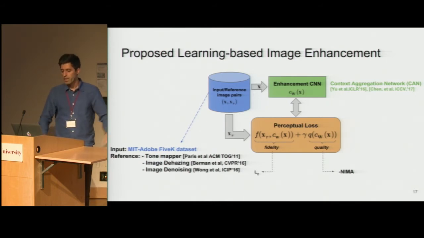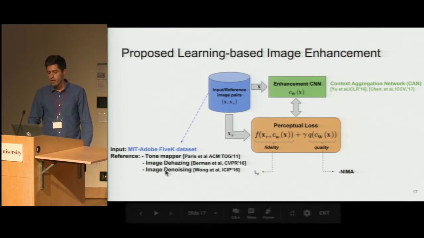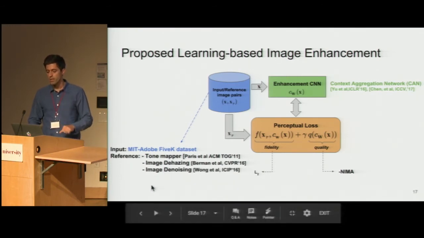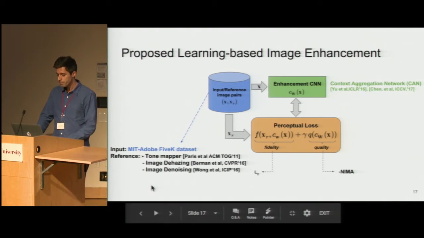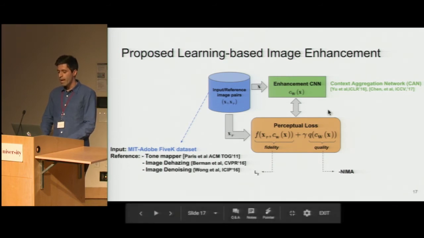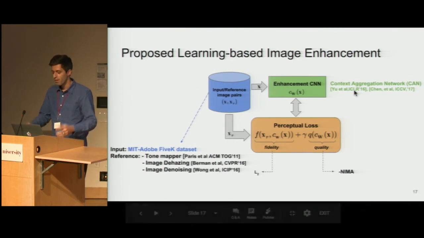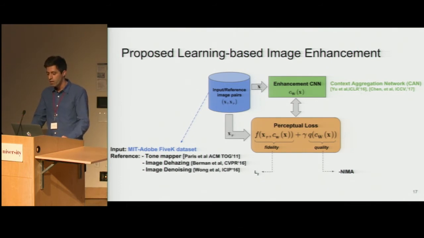We picked 3 different applications to showcase this perceptual loss. One is a tone mapping algorithm, one is image dehazing, and the last one is image denoising. So these methods are obviously differentiable, so we can simply plug in the CNN or the model and train end-to-end. And for the enhancement CNN, you could again pick any differentiable model. We picked the CAN architecture. CAN stands for Context Aggregation Network.